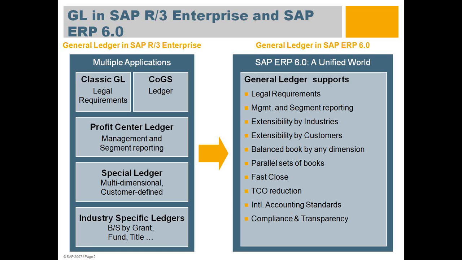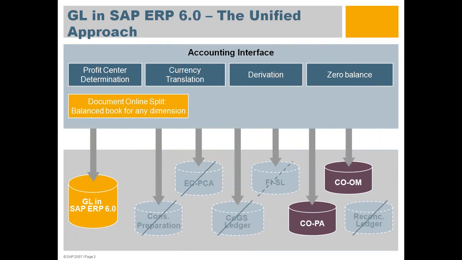A lot of companies are still migrating to New GL. Some are in the process, but hopefully it's a great skill to have. Same thing here, a unified approach. Your PCA ledger is going to go away in the New GL. Special purpose ledger is going to go away. Your reconciliation ledger, the CO to FI reconciliation ledger, is going to go away in the New GL.